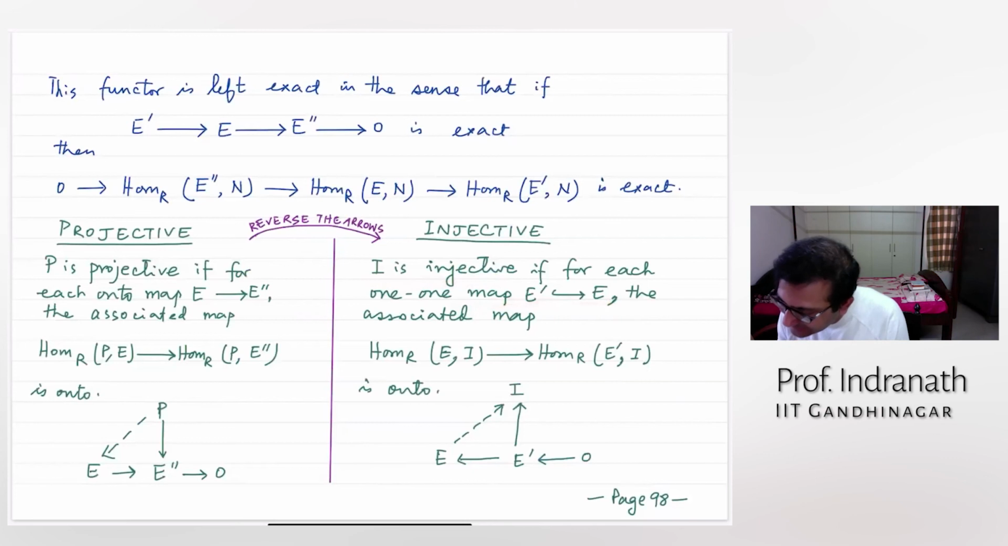Once you have a one-to-one map, this is sitting as a submodule of this. And then with respect to an injective module, whenever you have a map from here to here, you can lift it to a map from here to here. So that's the idea, right? Maps from here to here, you can lift to a map because E is the bigger one.